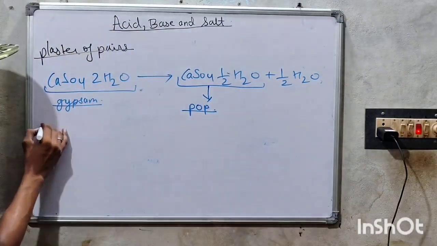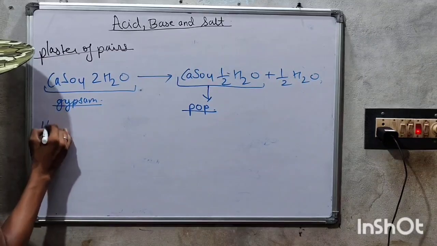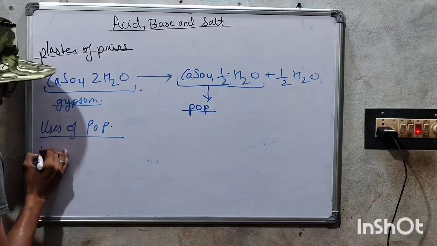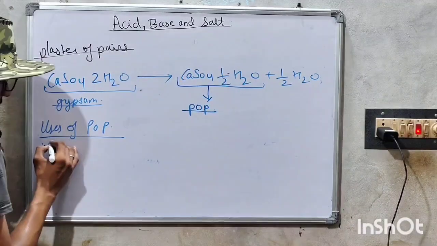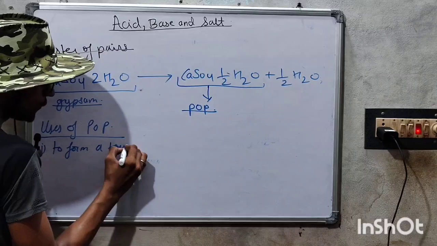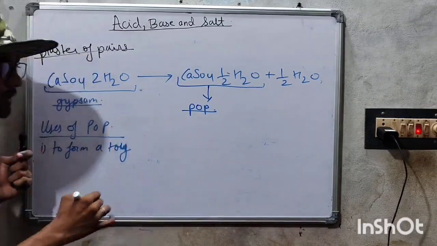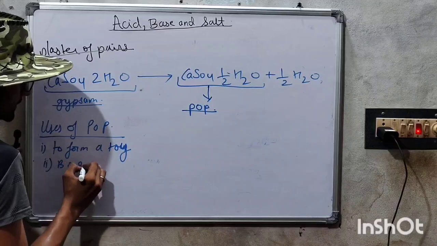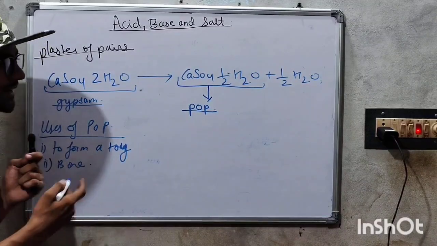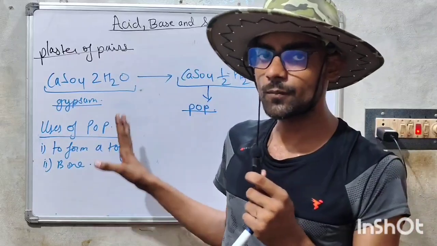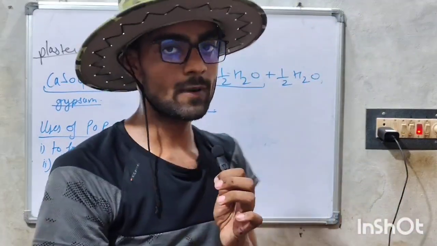Uses of plaster of Paris. It is used to make toys, and it is also used for bones. There are many other examples of its uses. So this is what we had about the plaster of Paris.